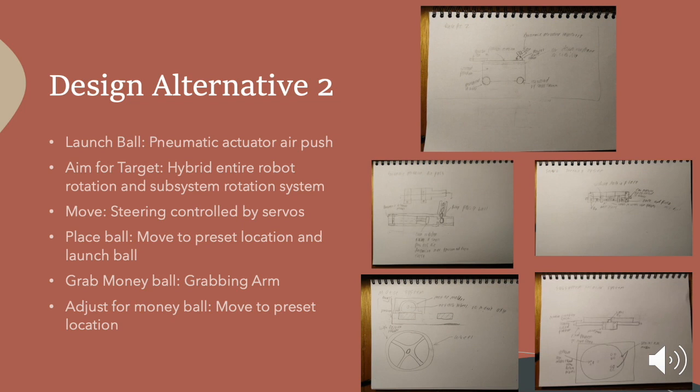For design alternative 2, what's interesting about this is that it only has one launching mechanism using a pneumatic actuator air push. It has 4 balls loaded into the kind of canister, and it shoots out 2 for archery, then turns around and shoots out 2 for basketball. Then it uses the wheels to go and get the money ball and drop it into the basketball cups using a grabbing arm.